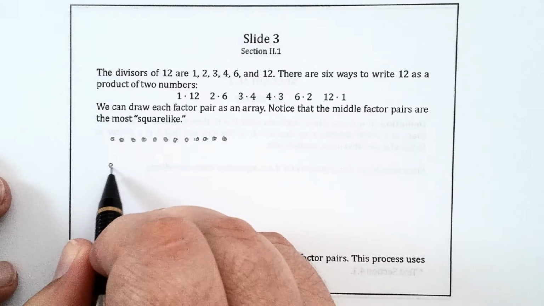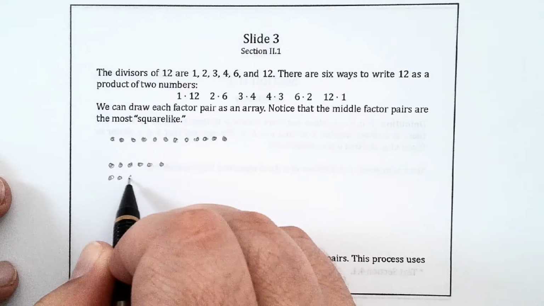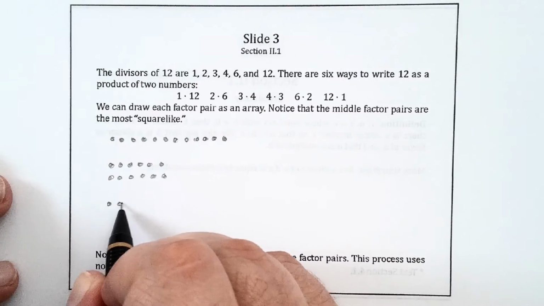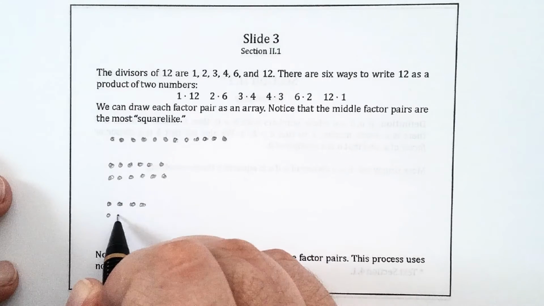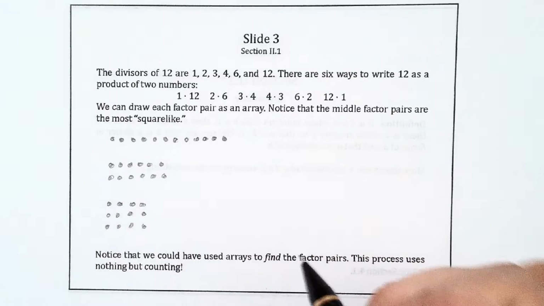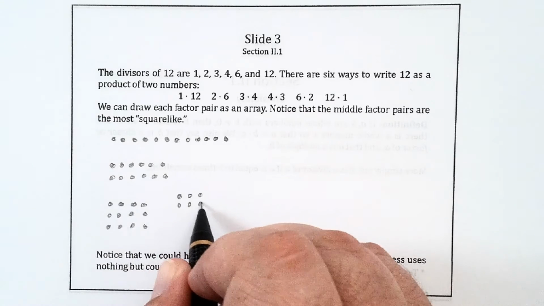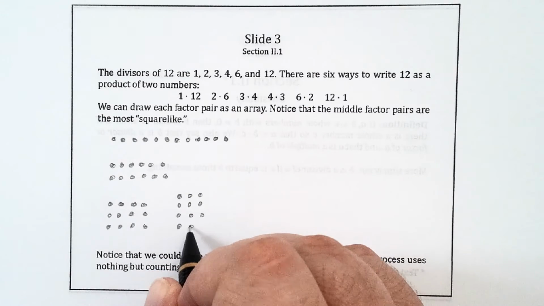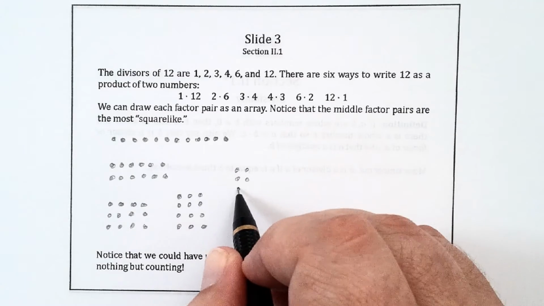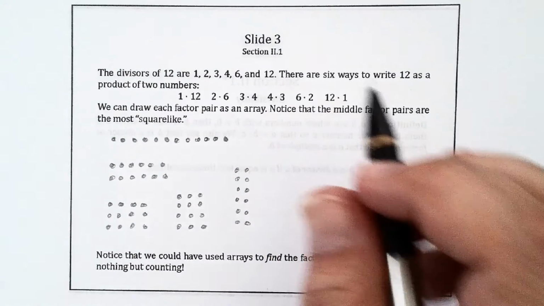And then 2 by 6. 3 by 4. And we have 4 by 3. Six by 2. And 12 by 1.